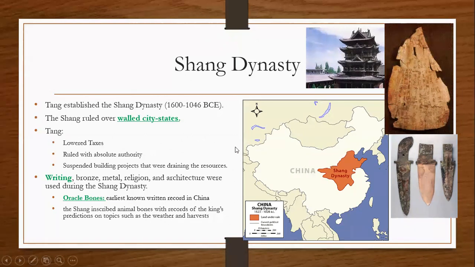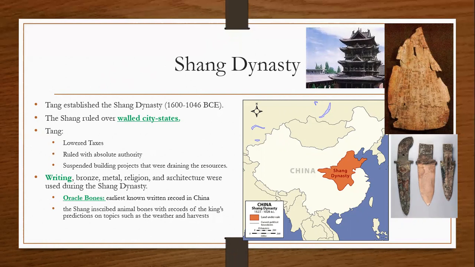They are going to be one of the first civilizations in China to use walled cities. So they're going to unite a bunch of walled cities together into one kingdom. And some of the things they're going to introduce are lower taxes, which will give them the ability to have people wanting to follow them. So they have absolute authority. No one questions their laws or whatever they want done for the ruling family.